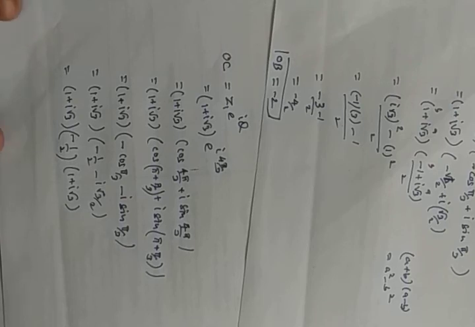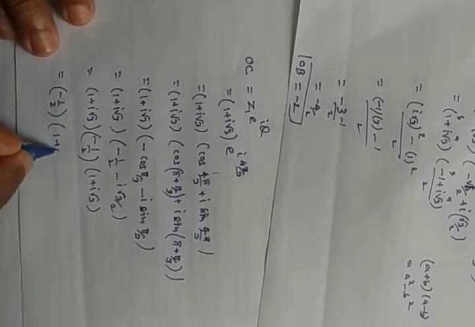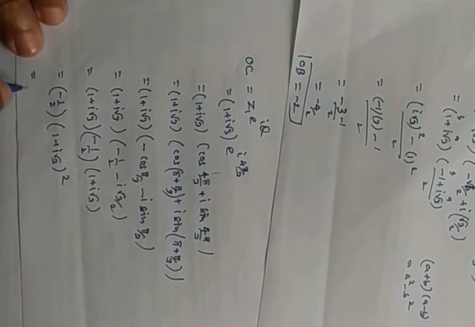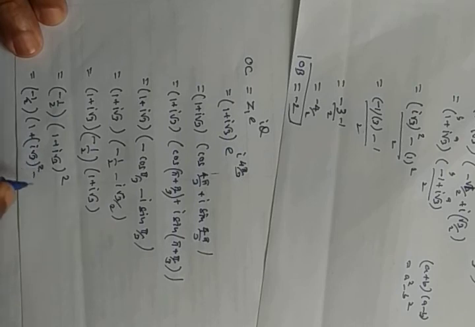Now we need to simplify this one. Minus 1 by 2 will come, and here you multiply 1 plus i root 3 whole square. Now we can solve this one. What you are getting, we'll check. So this is minus 1 by 2 as such. This is a square plus b square minus 2ab.